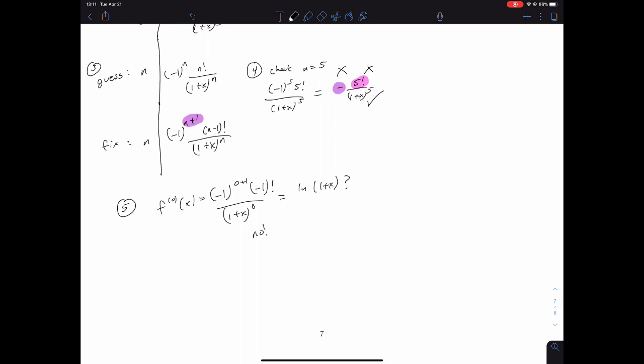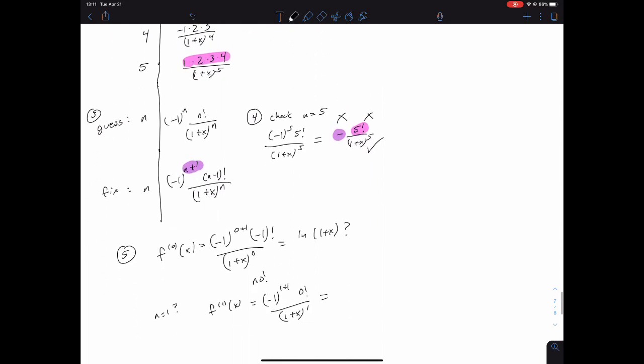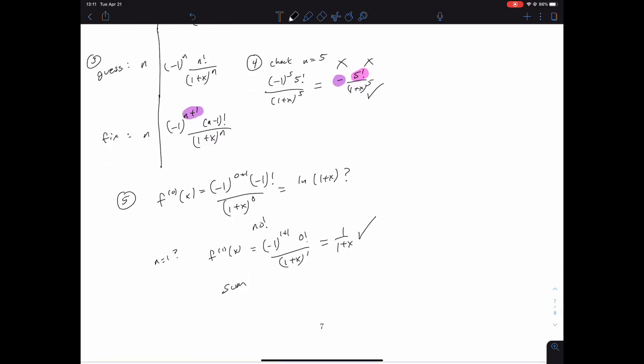Okay, does it work for n equals 1? So the first derivative is this, negative 1 to the 1 plus 1, 0 factorial over 1 plus x to the 1. Is this equal to 1 over 1 plus x? Yes, it is. Okay, so this will mean the sum will start at 1. And then write the first term in the front. So my sum will start at 1, and I'll write the first term in the front.